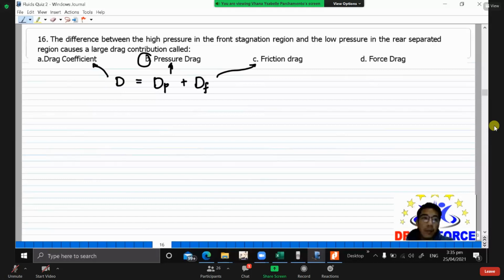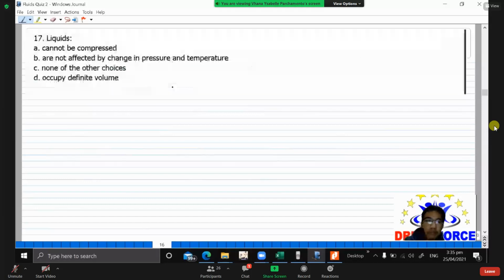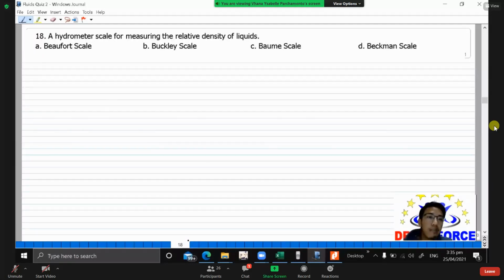Okay, next number 17. Okay, so another objective. Liquids, okay, they occupy definite volume. So hindi sila pwedeng mag-adjust sa isang container. Kung ano yung volume ng container, yun na yun. Okay, next, number 18. Okay, so hydrometer scale for measuring the relative density of liquids, that is your Baumé scale. So letter C.